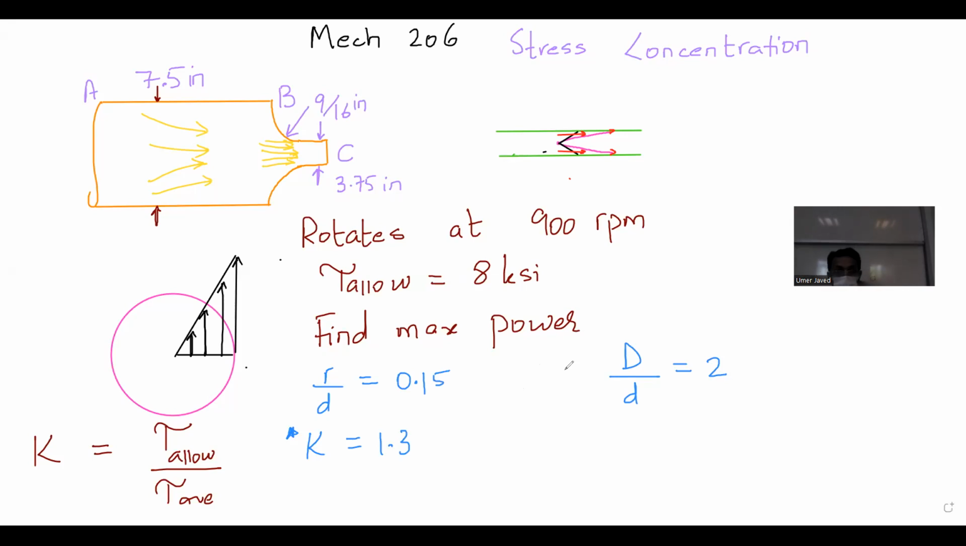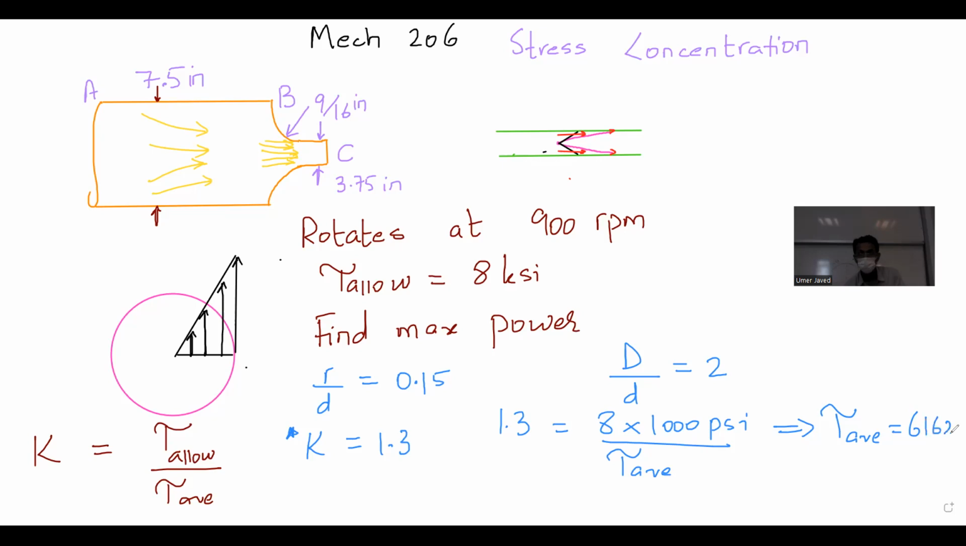Okay. But the question says that I have to find the maximum power. So that will be the power. Very good. So what I will do is I will say it is 1.3 equal to 8 multiplied by 1000 pound per square inch divided by the average shear stress, and that will give me an average shear stress value of, I don't know how much, something around 6,000. No, 6,160. Really? 6,162.5, let's say.